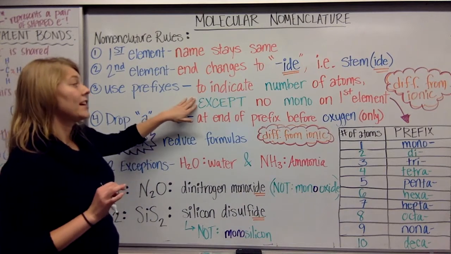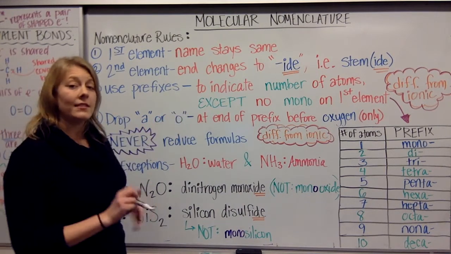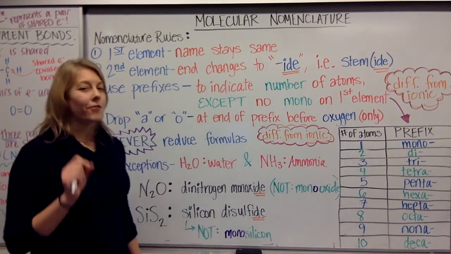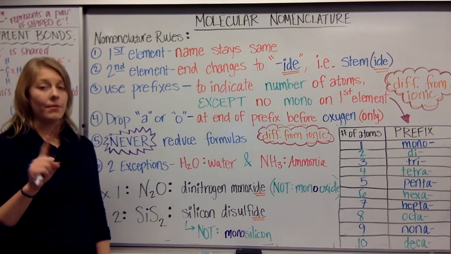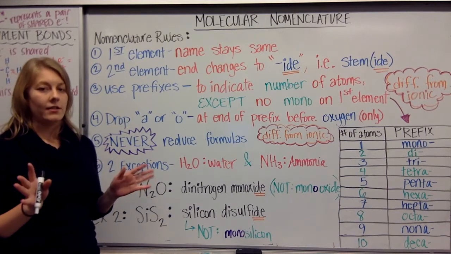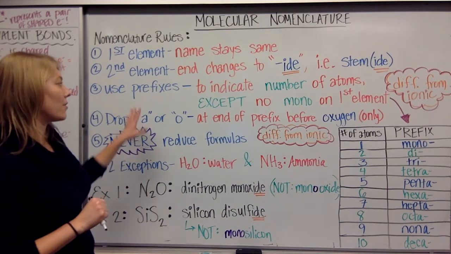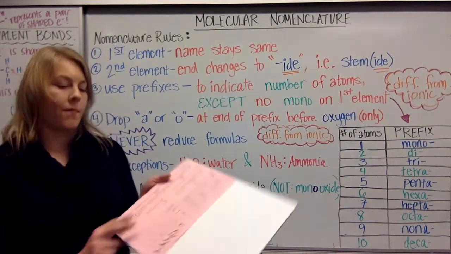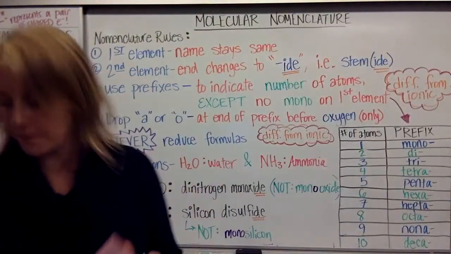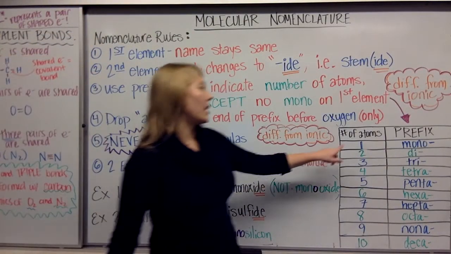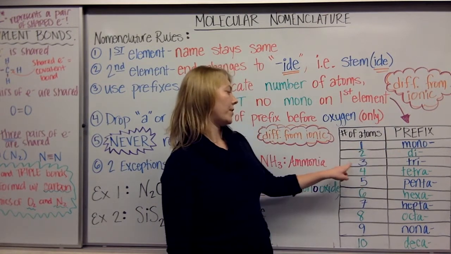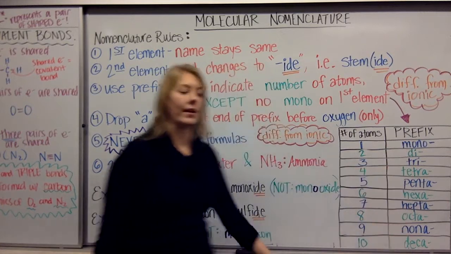The exception here is on the first element: if there's only one atom, we're not using mono. We'll just leave the mono off. These prefixes are right here in this chart. You'll also find them on the back of your periodic table, molecular prefixes. They indicate how many atoms. So 1, prefix mono, 2, prefix di, 3, prefix tri, and so on all the way to 10, which is deca.